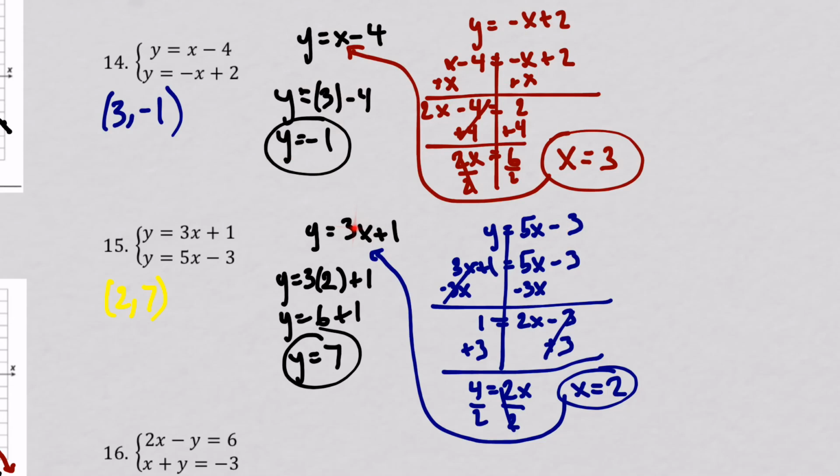Okay. In number 15, here's the two equations, y equals 3x plus 1 and y equals 5x minus 3. I took the 3x plus 1 and I substituted in for y right here. So I got 3x plus 1 equals 5x minus 3. Solved all the way down till I got x equals 2. Took it back, substituted into 3x plus 1, got y equals 7. There's my second solution.